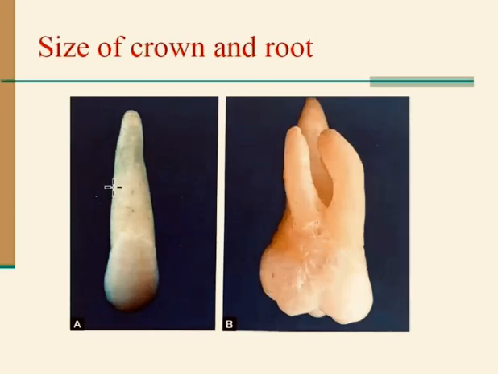Also, we can say that we have developmental depressions on the surfaces of the roots. Okay, especially laterally, we have depressions, mesial and distal, to help more with the anchorage in the bone, whether in the anterior or in the posterior teeth.